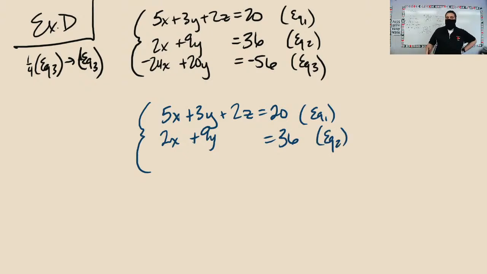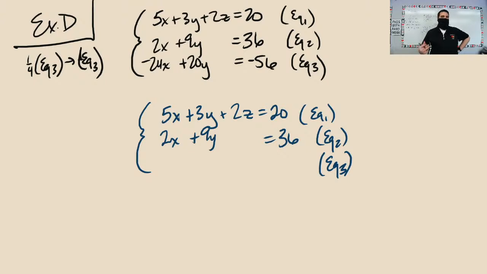And then for equation 3, notice we're multiplying both sides by 1/4, which is the same as dividing everything by 4. So I'm just going to go through and divide everything by 4 to get the new equation 3. Okay?